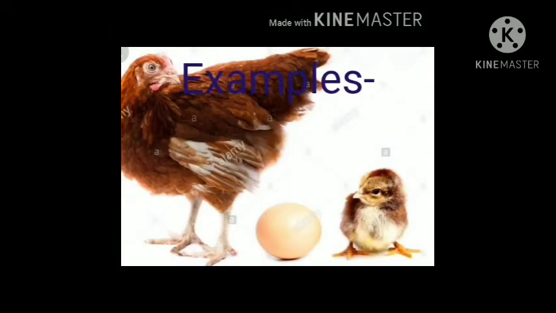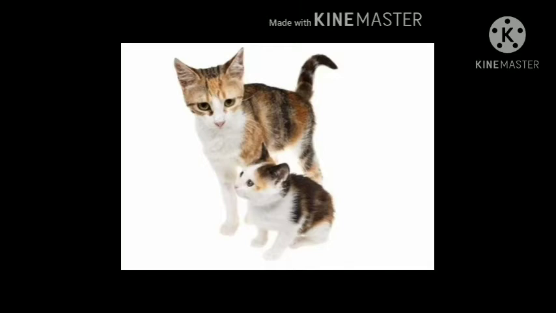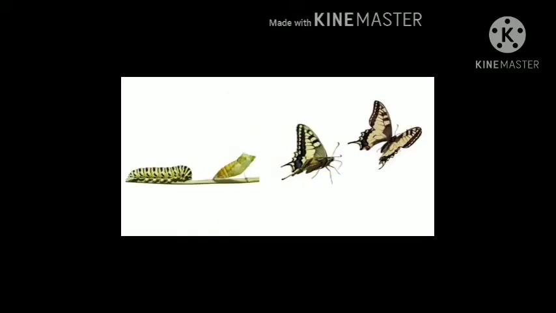A hen gives birth to their young ones by laying eggs. Second example is of cat. Here, young ones are born from mother's tummy. They are also known as mammals. Here, the kitten looks like her mother. Third example is of butterfly. The young one is very different from the adult. This form of changes is known as metamorphosis.